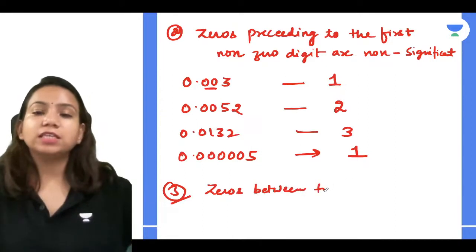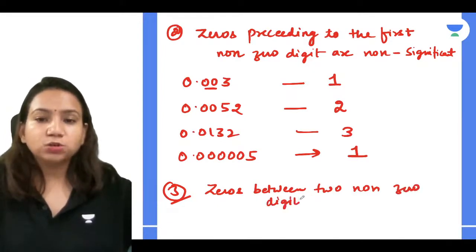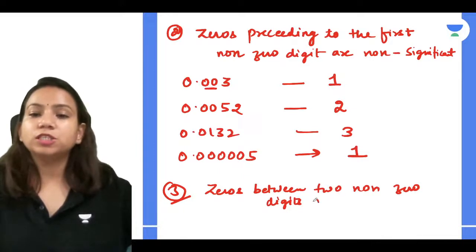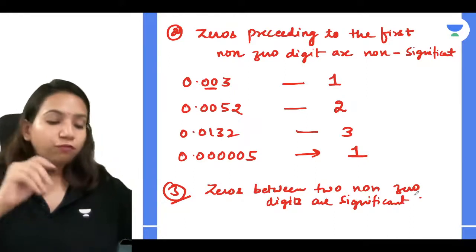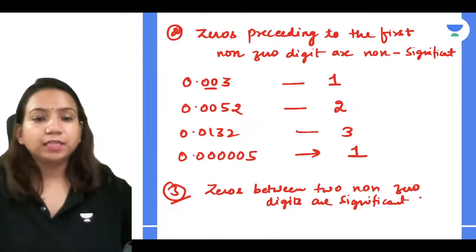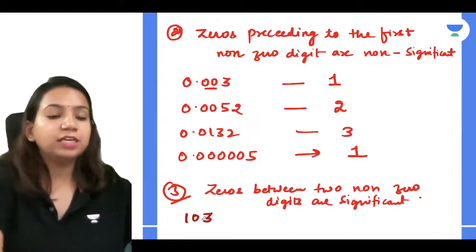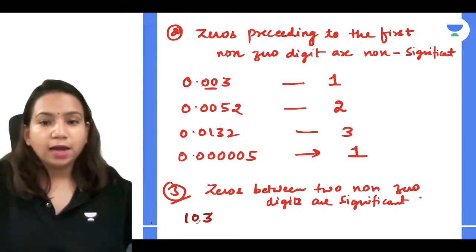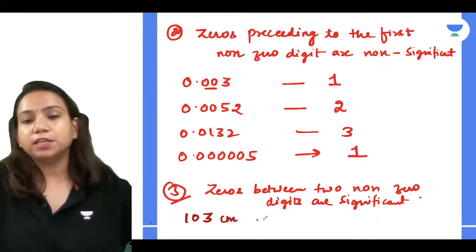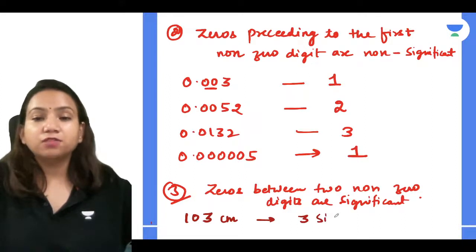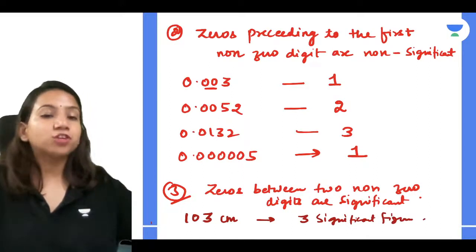two non-zero digits are significant. Zeros between two non-zero digits are significant. This is an important rule for us. If any number is given, you have to know whether there is a 0 in it. Suppose I write 103. There are two non-zero digits, 1 and 3, and in between is the 0. It will also be considered significant. So 103 centimeter has 3 significant figures.